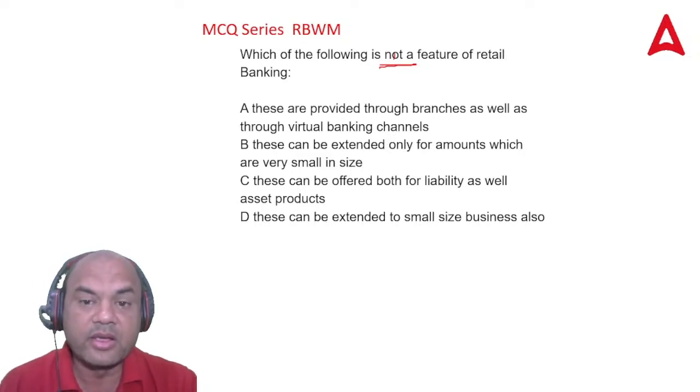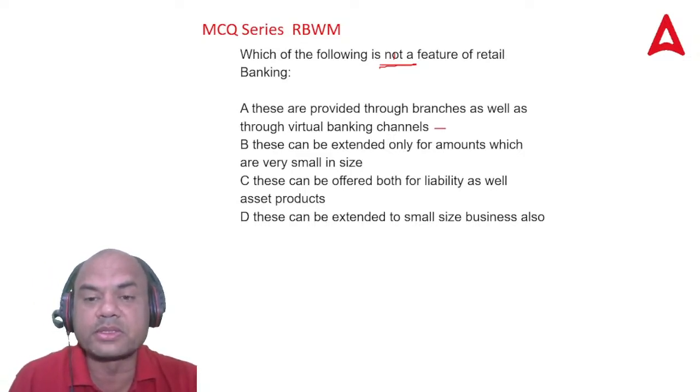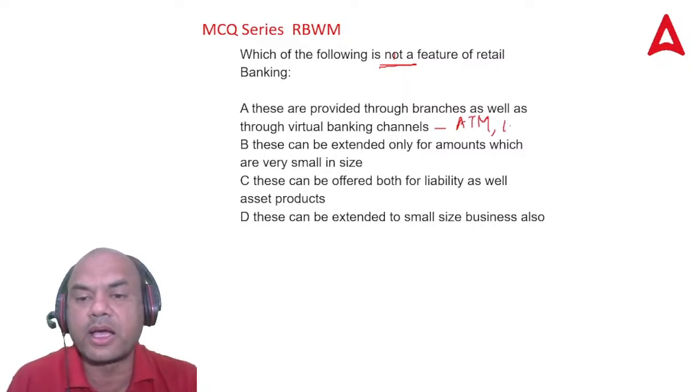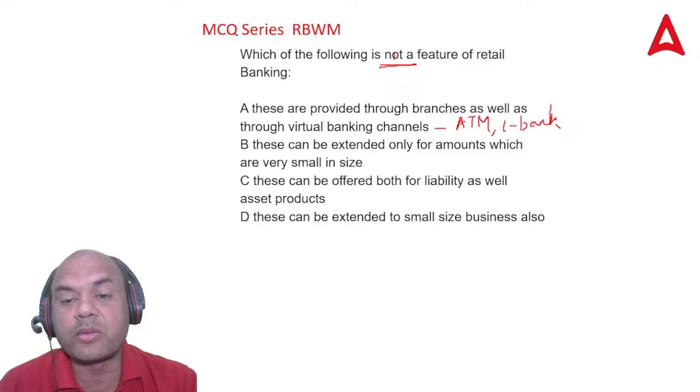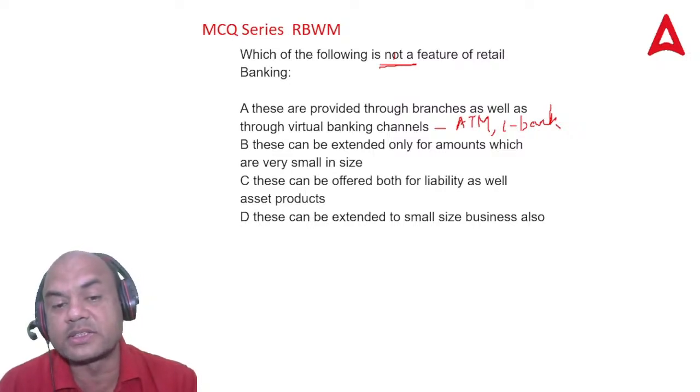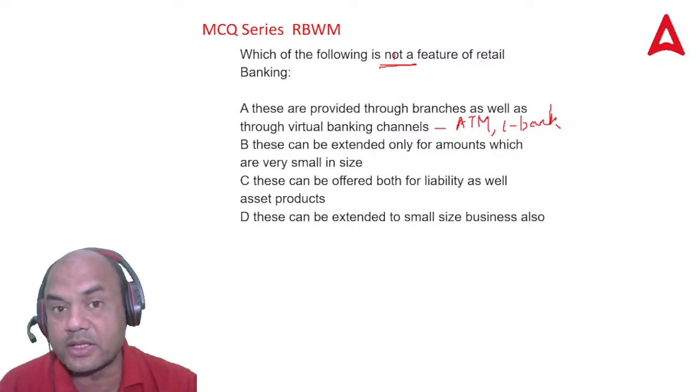Got it? Then I'll write your examples: ATM, or internet banking, iBank. These two examples are enough for you now. Option B: these can be extended for amounts which are very small in size. Now this is the debatable point. Let's see the other options here.